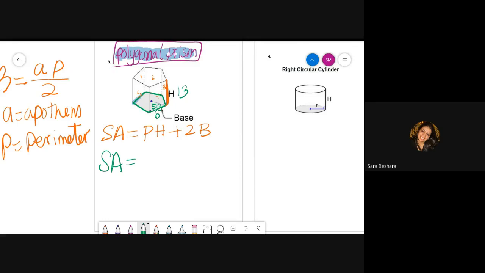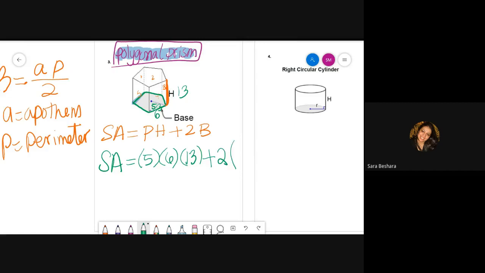All right. So the perimeter of the base. Now the base is a polygon and it is a pentagon. So it's 5. Each side is 6. How do I find the perimeter? It's 5, the number of sides, times the length of each side, which is 6. Now what's the height of the prism? The height of the prism is 13. Plus 2 times the area of the base.